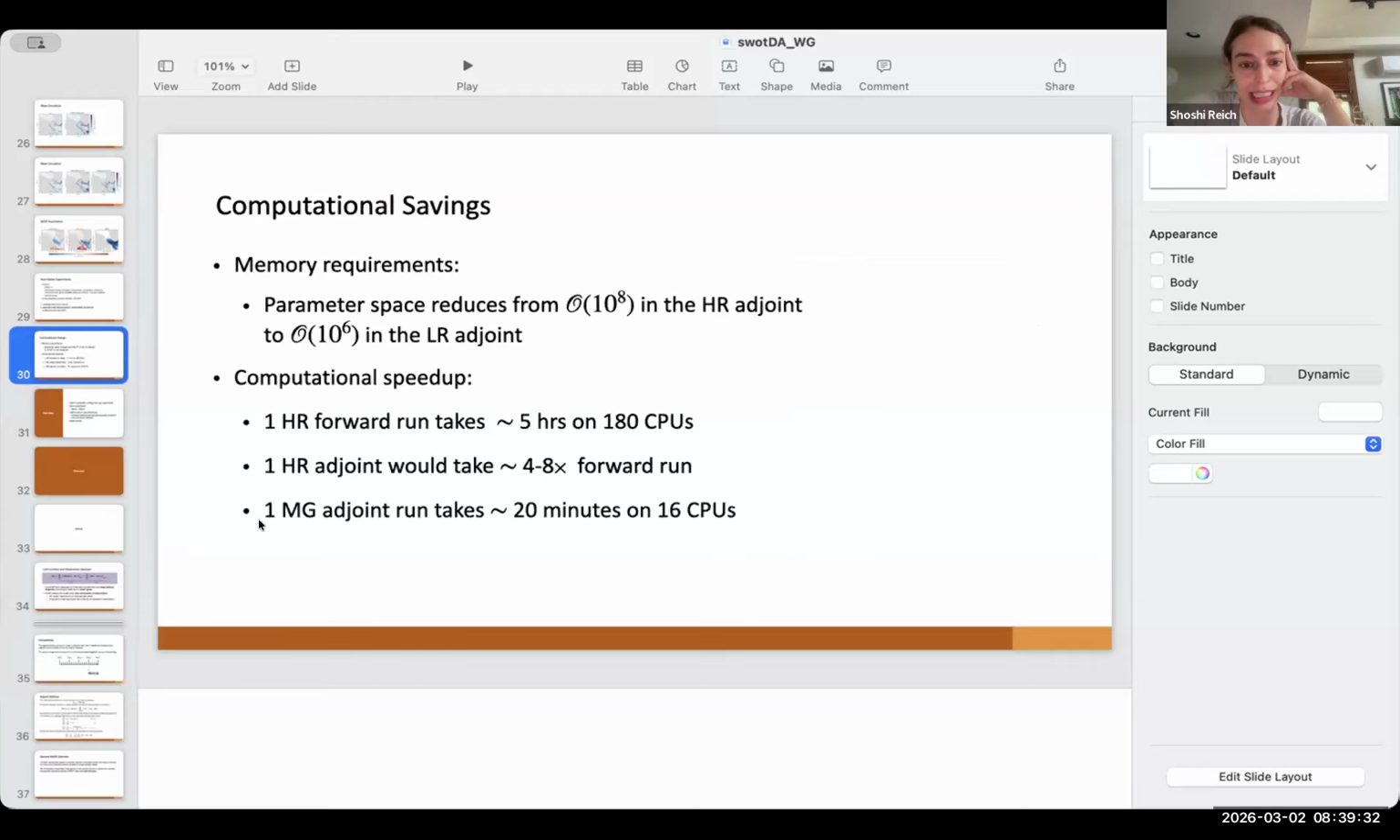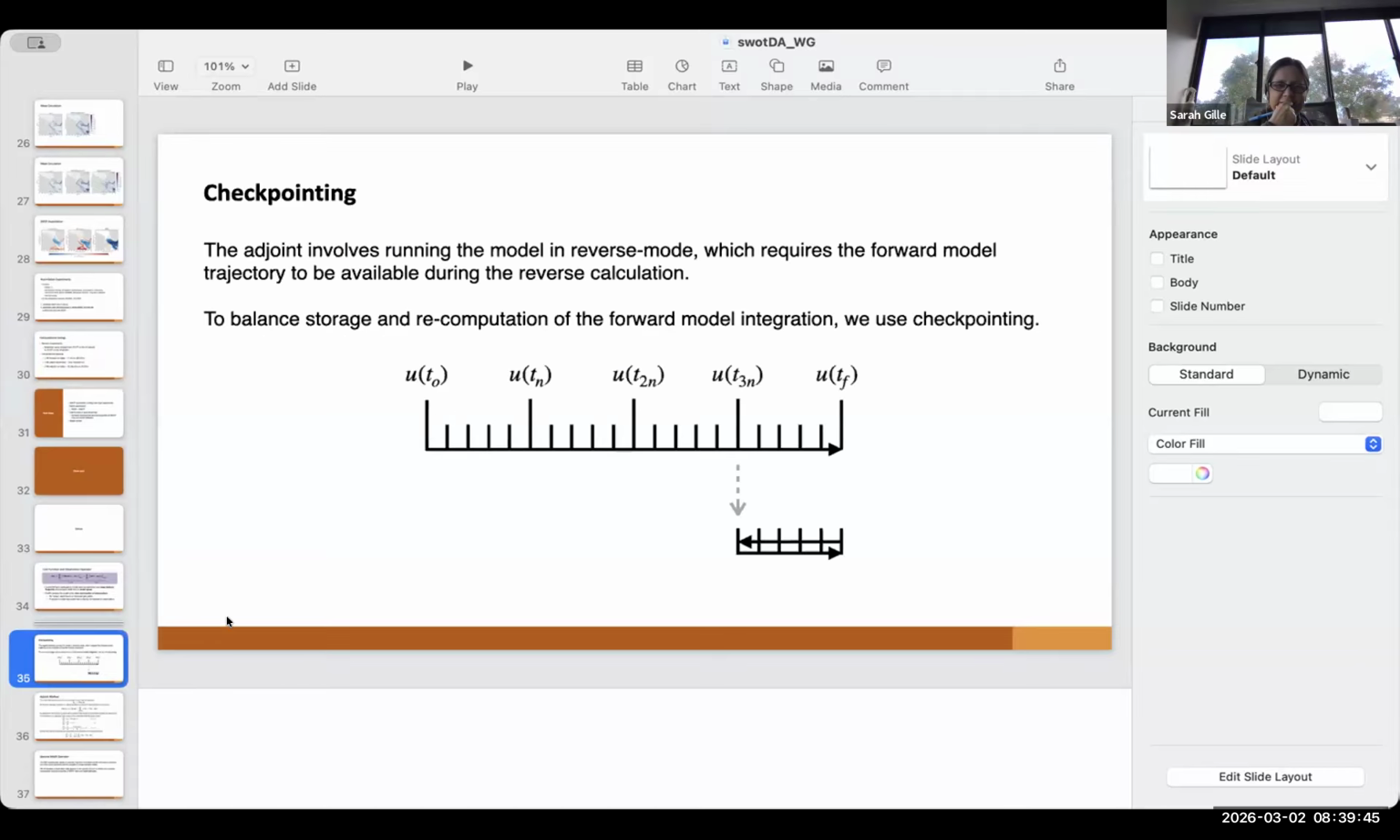Yeah, that's exactly what I'm seeing, this huge difference between the forward model and the adjoint. Is that what you're getting here? Five hours times 180 CPUs for the forward model, and then 20 minutes on just 16 CPUs for the low-res adjoint. Looks like more than an order of magnitude. It's crazy how fast the adjoint is, it's so cheap. You can't afford not to run it. Except that we need more manpower to get it all working.